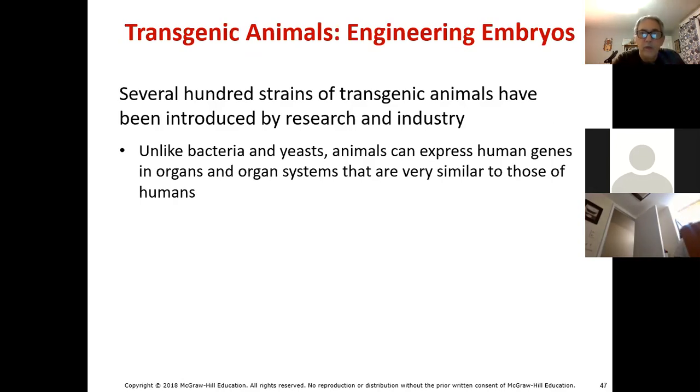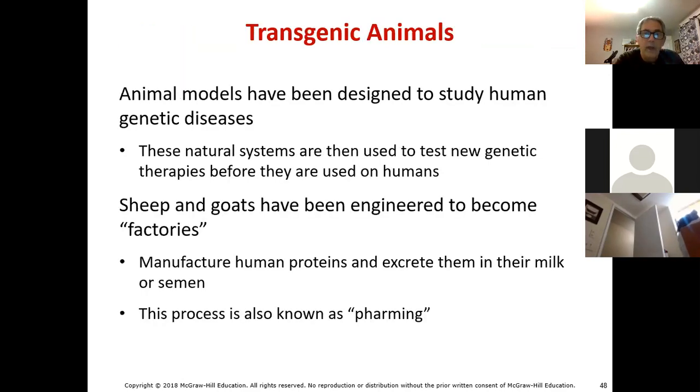Transgenic animals: we can engineer their embryos. Several hundred strains of transgenic animals have been introduced by research and industry. Unlike bacteria and yeast, animals can express human genes in their organs and organ systems that are very similar to those of humans. Animal models have been designed to study human genetic diseases. These natural systems are used to test new genetic therapies.